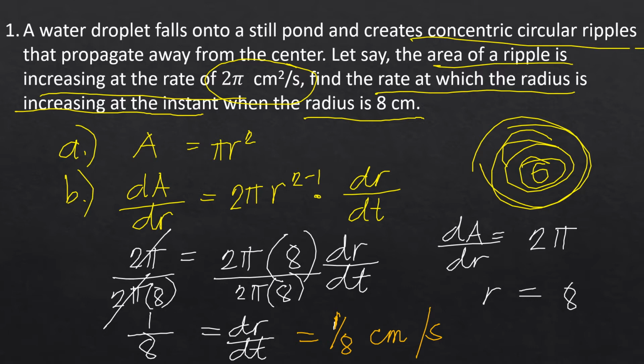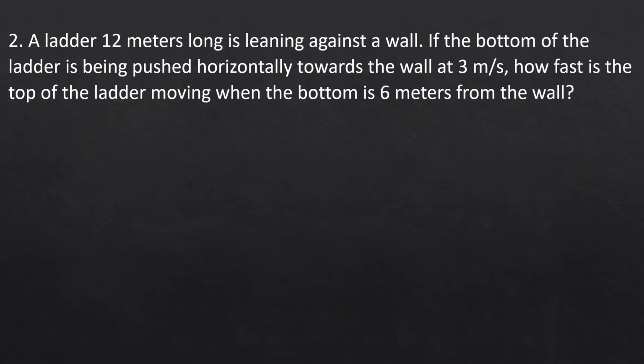Next, we have a ladder 12 meters long leaning against a wall. So there is a wall, may ladder, ng haba ng ladder is 12 meters, leaning on the wall. If the bottom of the ladder is being pushed horizontally towards the wall. Ibig sabihin, ipupush mo yung ladder papunta sa wall.